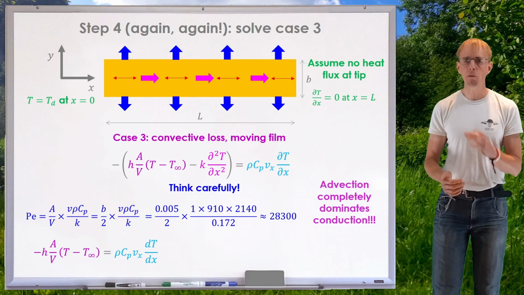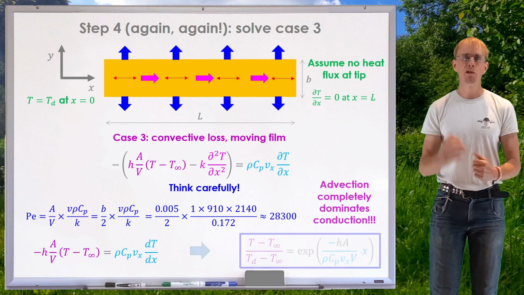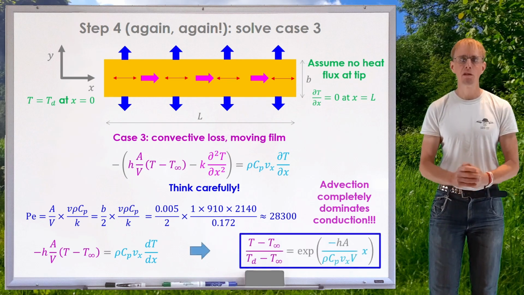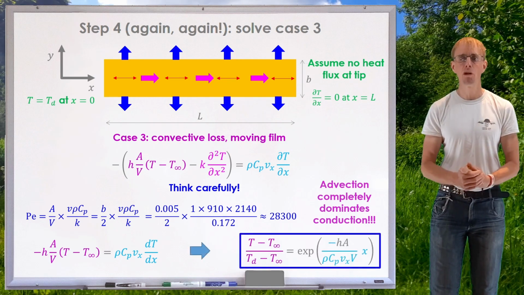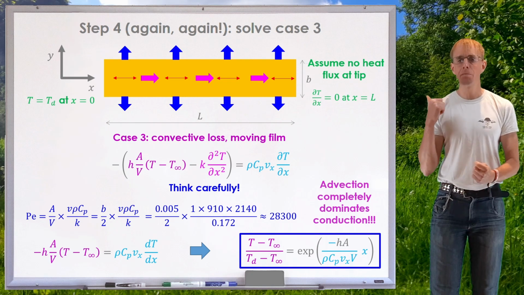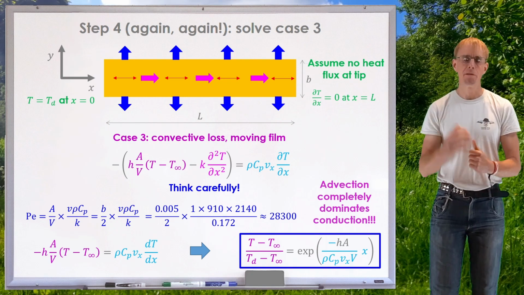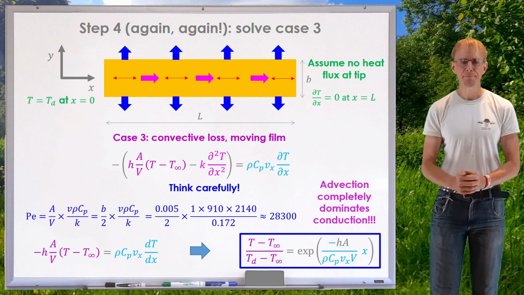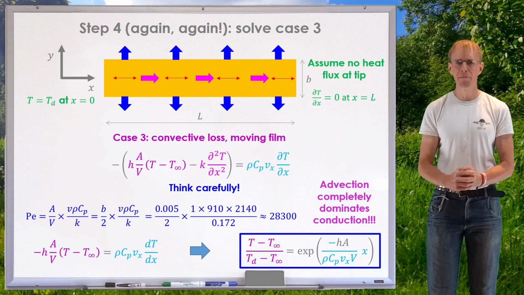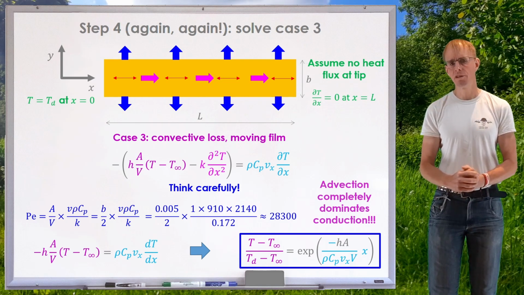All right, let's see what the mathematics says. I've got my first order differential equation there. I can solve it. It's a relatively easy one to solve. And I get an exponential decrease in temperature. All right. Perhaps not what I expected from my mental model. Or is it?